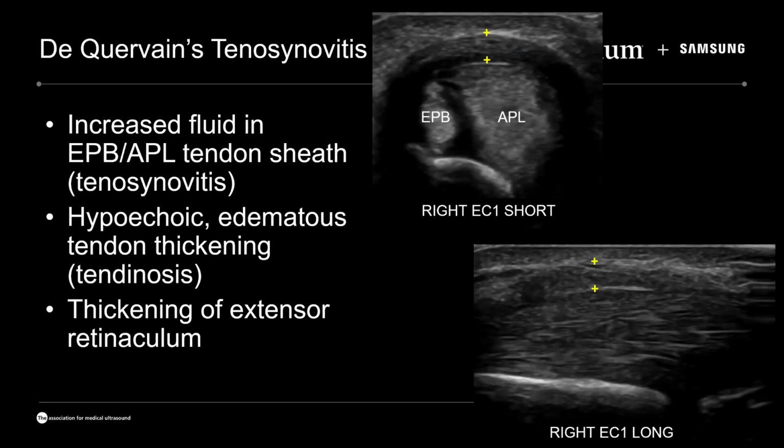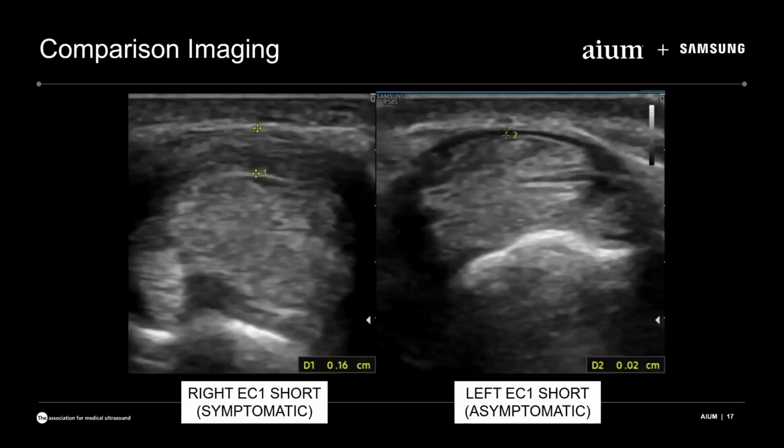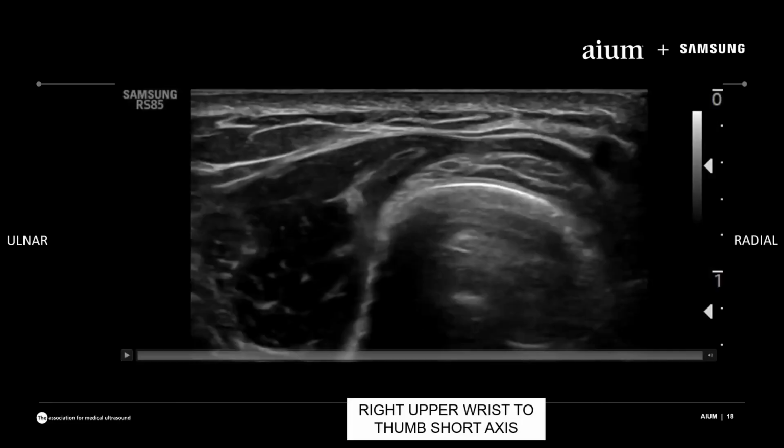And rather than worry about a specific measurement for this thickness, because it can be variable, it's often helpful to compare with the patient's contralateral asymptomatic side. So here on the symptomatic side, the thickness was 1.6 millimeters. On the contralateral side, though, it was normal thin hypoechoic, only about 0.2 millimeters. So quite a drastic change. And like most things with MSK ultrasound, it's better visualized in real-time imaging.